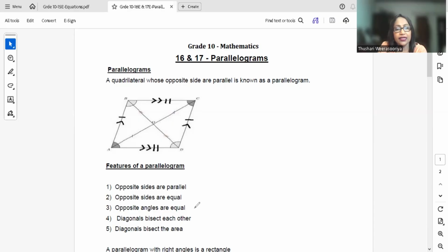Then opposite angles are equal. This angle equals this angle. Opposite angles, not all the angles. Opposite. This angle equals this angle. Next one, diagonals bisect each other. These are the diagonals. We have two diagonals. This part equals this part, and this part equals this part. Right? And the diagonals bisect the area.